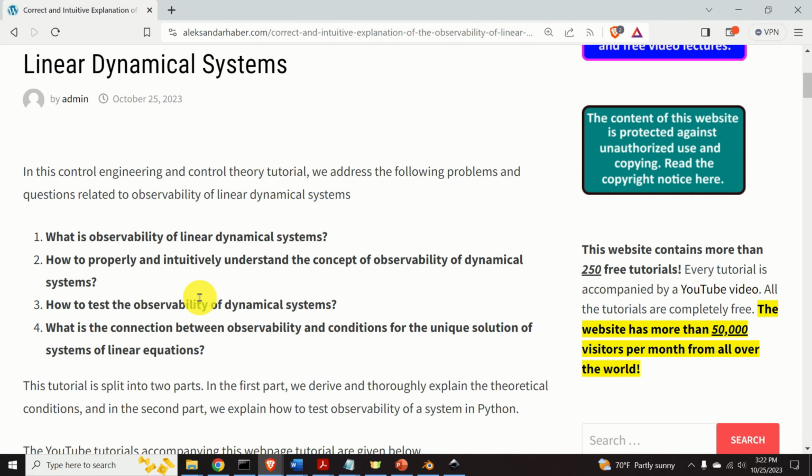Due to the complexity of observability, I will split this tutorial into two parts. In the first part that you're currently watching, I will introduce the concept of observability. And in the second part, I will explain how to test observability of a system in Python. Links to both parts will be provided in the description below this video tutorial.